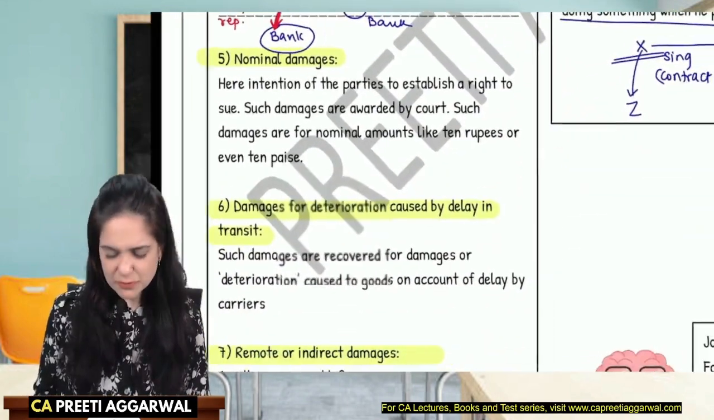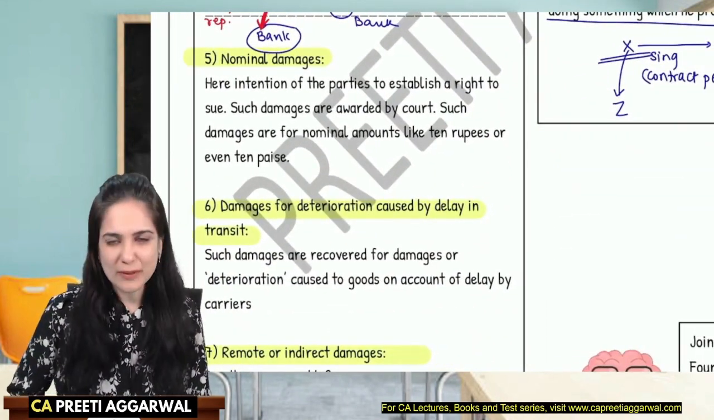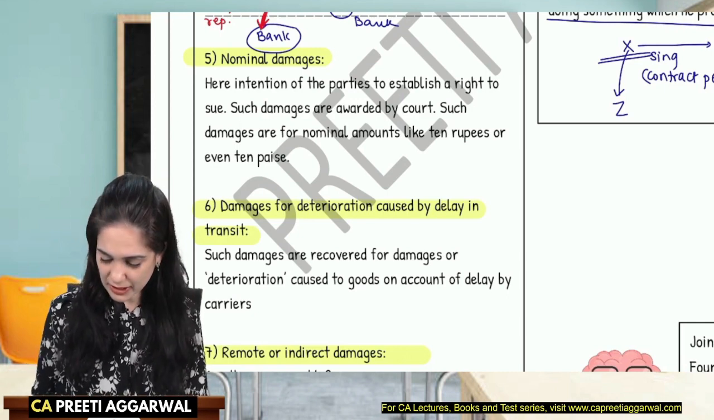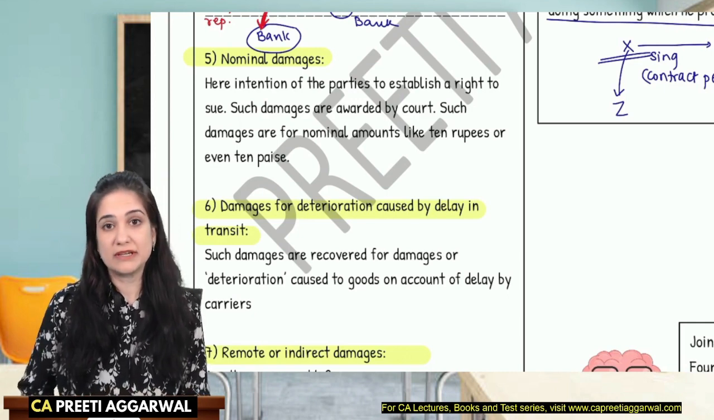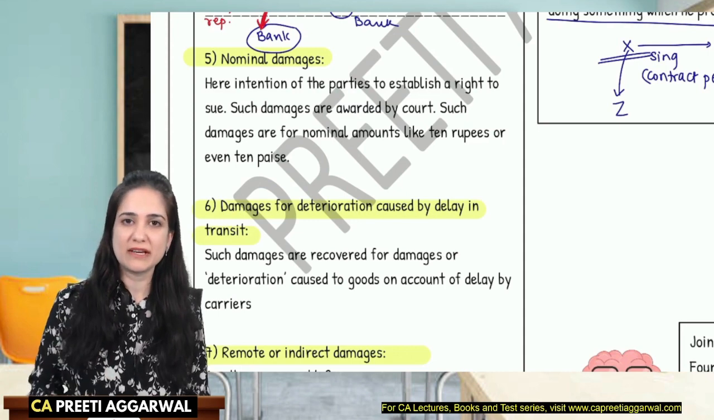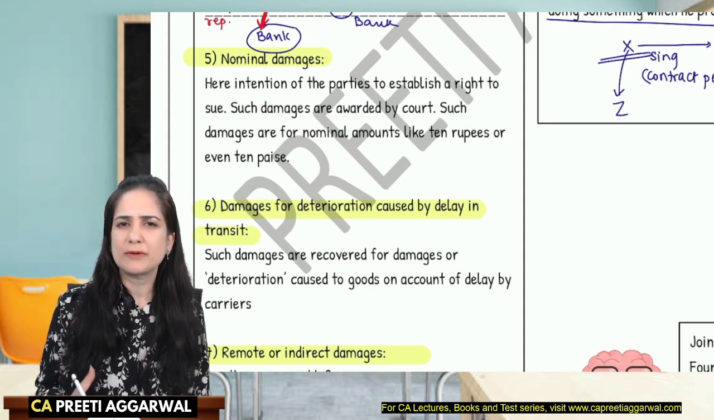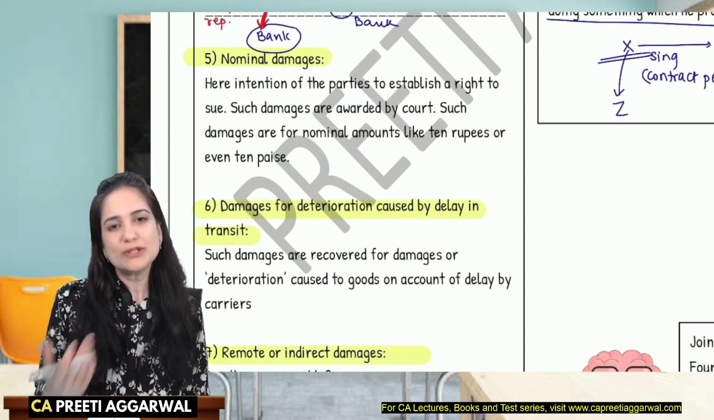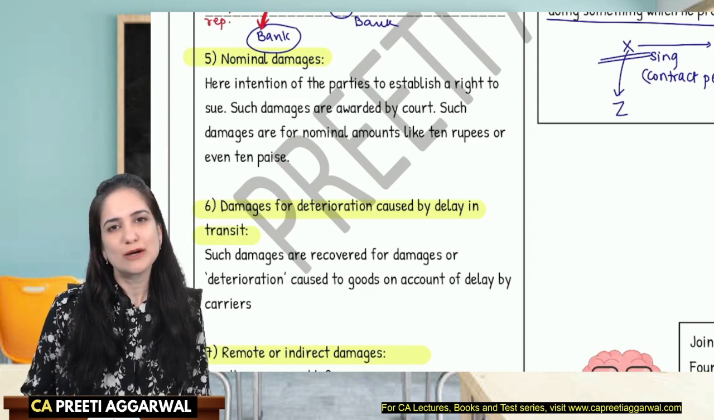Nominal damages, these are very small damages. There is actually no damage, but yes, the party wants to exercise the right to file a case, or sometimes the difference between the contract price and the market price is very less, so the damages which are given to you are known as nominal damages.